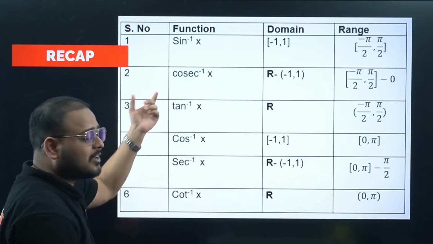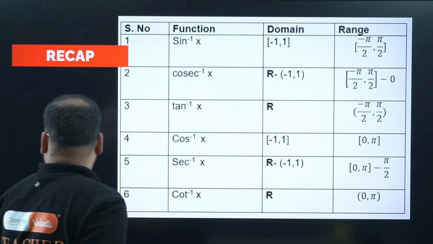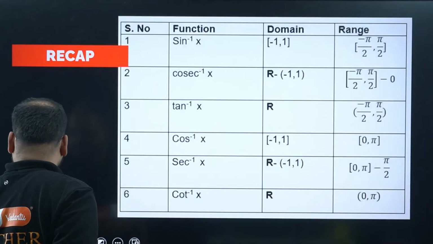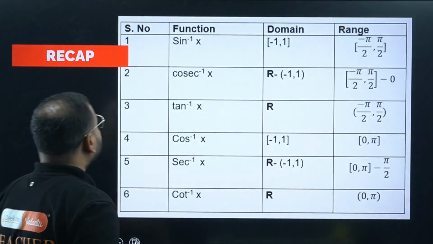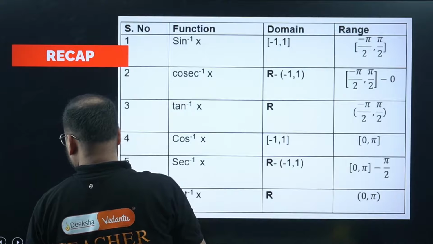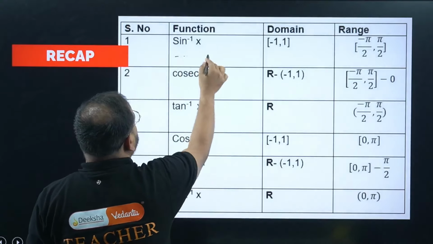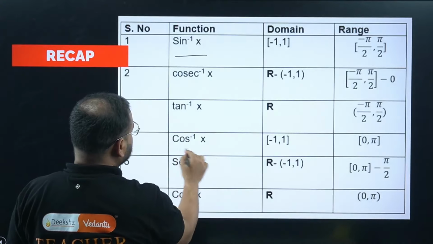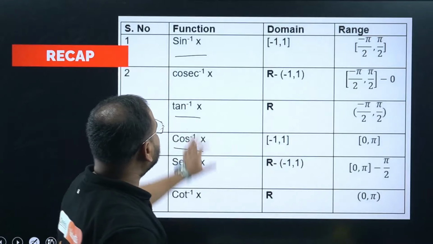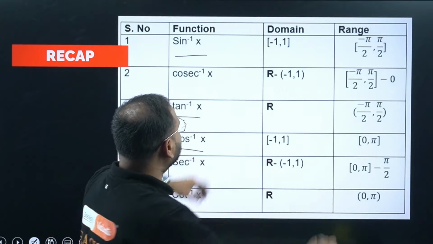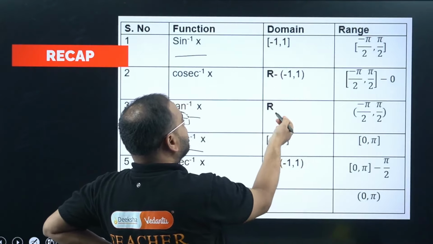So what is the domain for sine inverse, cos inverse and tan inverse? The first 3 are sine inverse, cos inverse, tan inverse. So sine inverse is here, cos inverse is here, tan inverse is here, right? Sine inverse domain is what? -1 to 1, -1 to 1 and R.